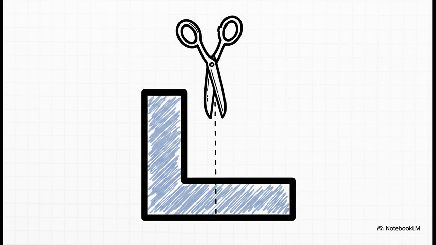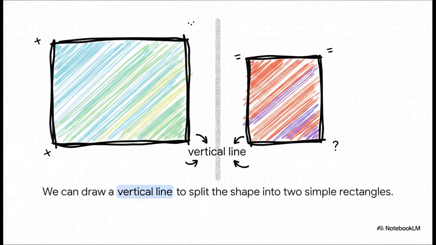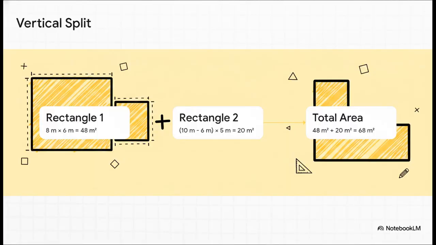First up, we've got a super common approach. Just split the shape into pieces we already know how to deal with. So just imagine drawing a line straight down from that top inner corner. Boom! Just like that, our tricky L shape is now 2 simple rectangles, a big one on the left and a smaller one on the right. Now we can just find the area of each one. That bigger rectangle on the left is 8 meters by 6 meters, which gives us 48 square meters.